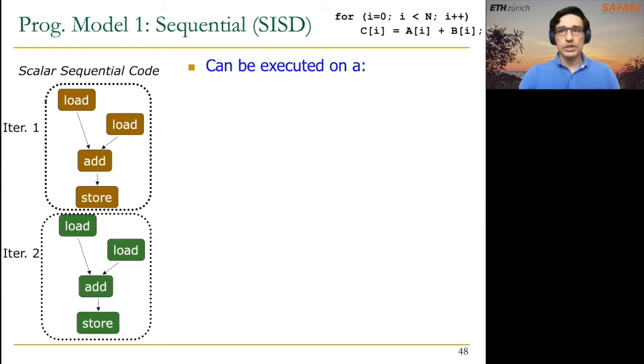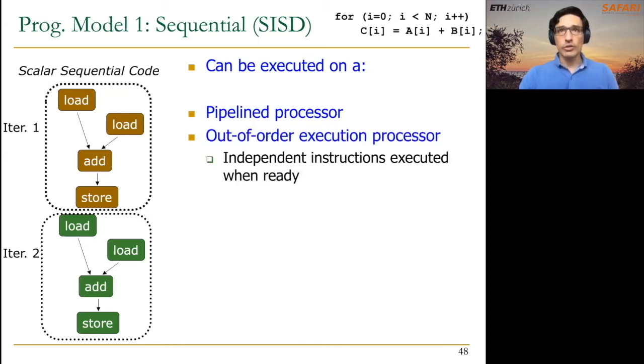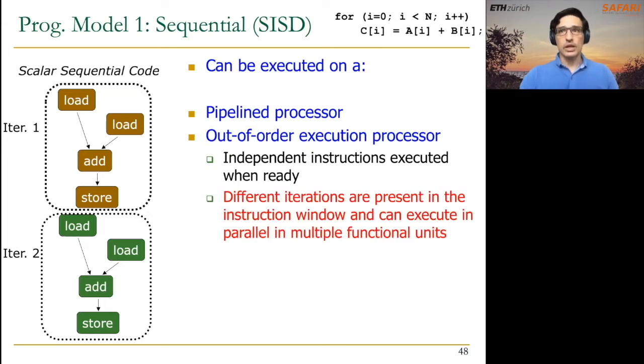We know that a sequential program can be executed, for example, on a pipeline processor, which is a way of obtaining some instruction level parallelism, or on an out-of-order processor, where the out-of-order processor automatically detects independent instructions and can launch them in consecutive cycles onto the different functional units and have the execution concurrently.